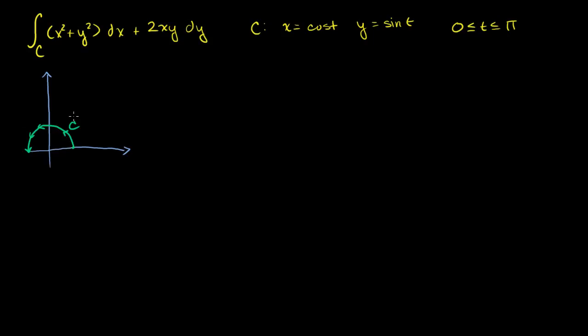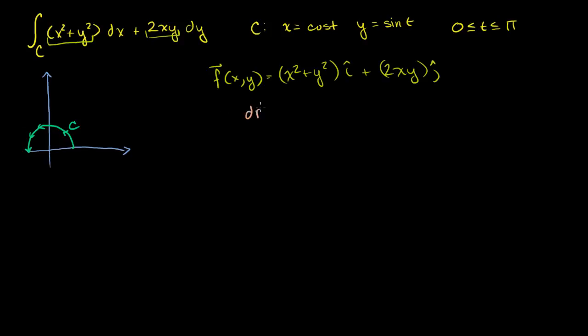Like we saw in the last video, this might look a little bit foreign to you. But if you say that f is equal to that times i plus that times j, then it might look a little bit more familiar. If we say that the vector field f of x, y is equal to x squared plus y squared times i plus 2xy times j, and dr, you can always write it as dx times i plus dy times j.